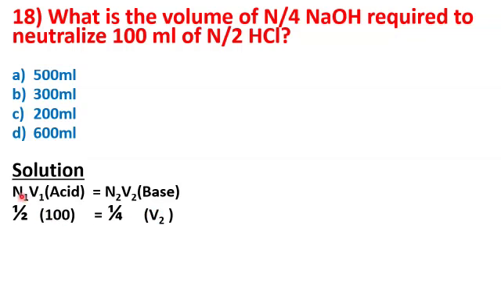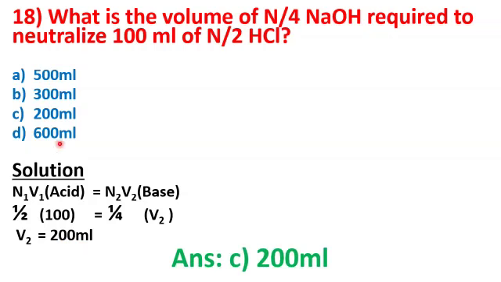So N1, that is normality of acid HCl, is 1 by 2. Then volume is 100. N2 is 1 by 4, that is normality of base NaOH, and V2, volume of NaOH, we have to calculate. Simplify. So for V2 you will get an answer of 200 ml. Hence correct option is C, 200 ml.